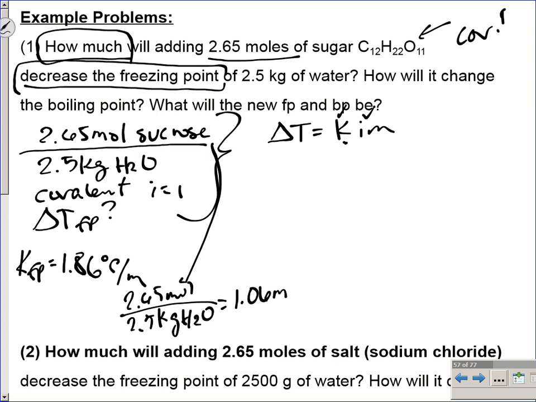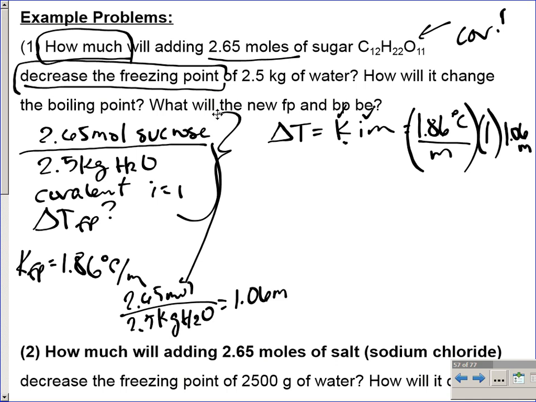Yeah, okay. So I've got everything I need. I can plug it in. What's my K? 1.86 degrees C per molal. What's my I? 1. What's my molality? 1.06 molal. Okay, what cancels? Molality. And what unit remains? And doesn't that make sense?